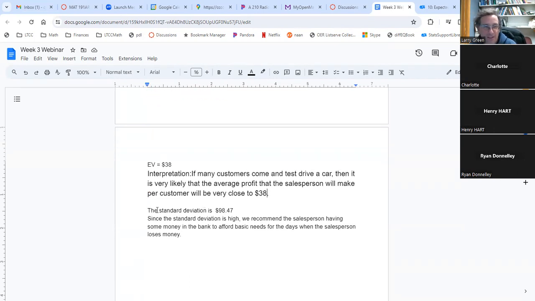Okay. The standard deviation was 98.47. So here's the thing. If you make, on average, $38 every time you get a car test drive, that's great, except the standard deviation is almost $100. And there'll be times at which you lose money, in fact.